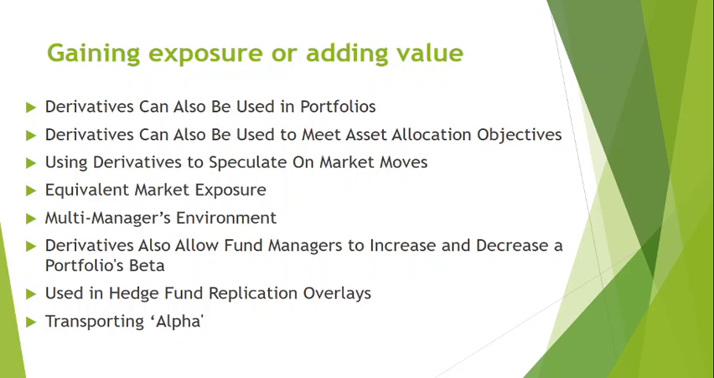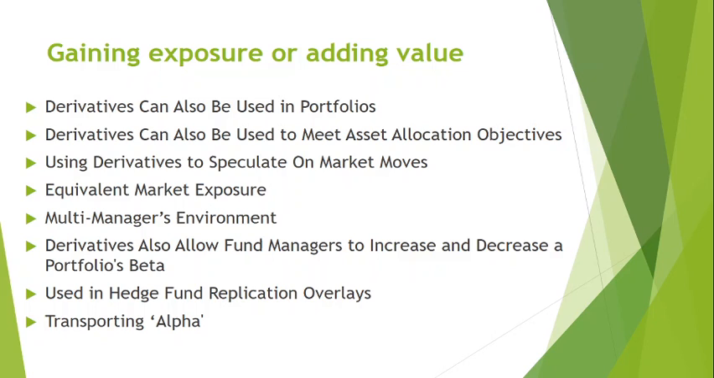In a multi-manager environment, many managers use derivatives to achieve a desired asset allocation, for example the bonds and equities split, without disrupting the specialized underlying managers. Derivatives also allow fund managers to increase and decrease their portfolio's beta, while sector overlay can be used to increase or decrease exposure to specific sectors within a portfolio.